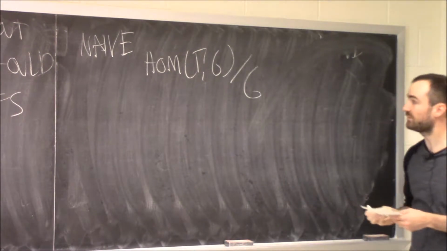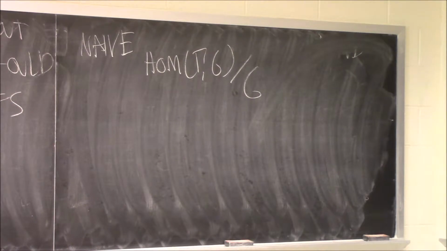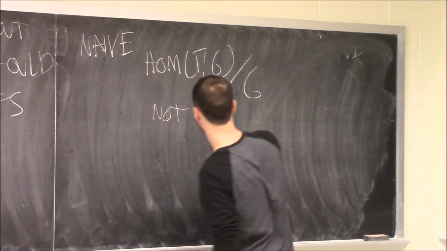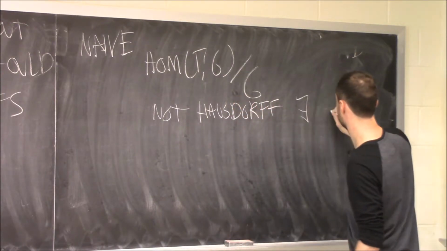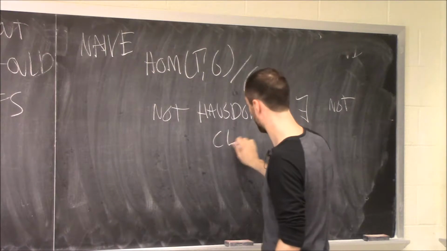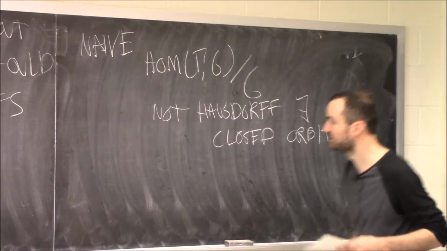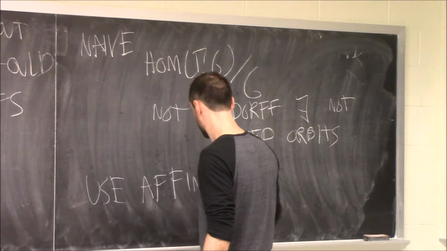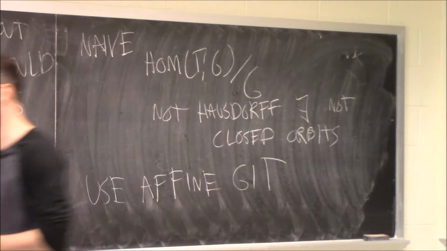But then right away you have the problem, which is that this space won't be Hausdorff. And the reason for that boils down to the idea that if you have a non-compact linear group acting, you might have orbits that aren't closed. So not Hausdorff. There exist non-closed orbits. And so the key to this is to use affine GIT instead. So GIT, geometric invariant theory. So I'll say a word about that.